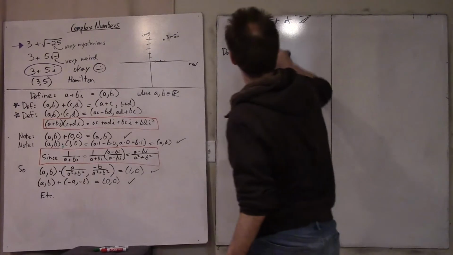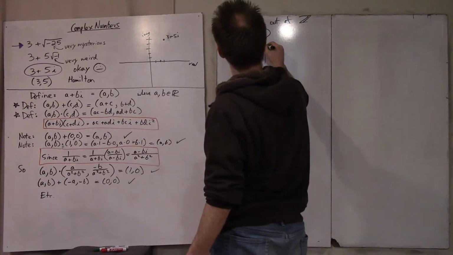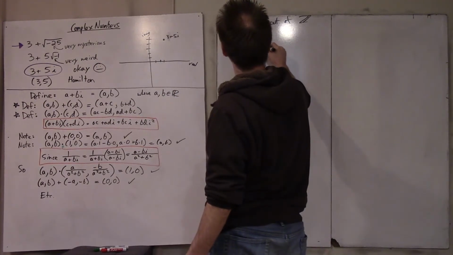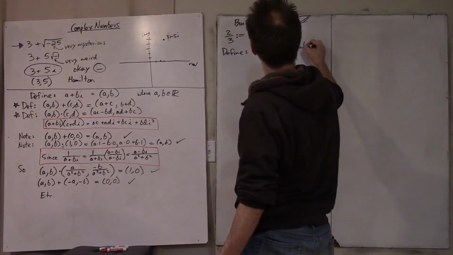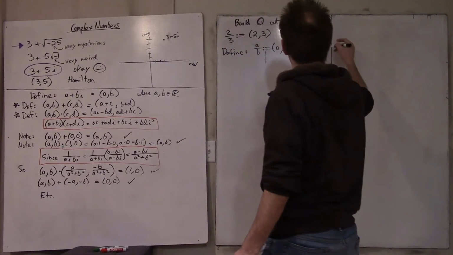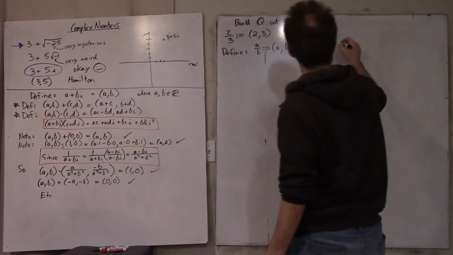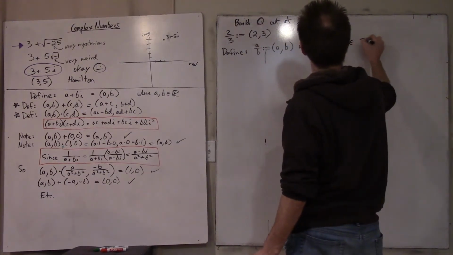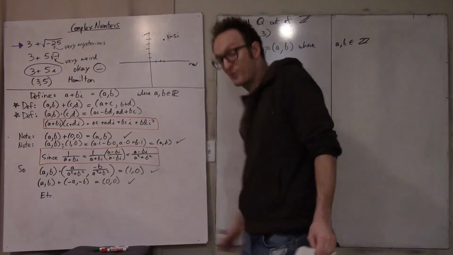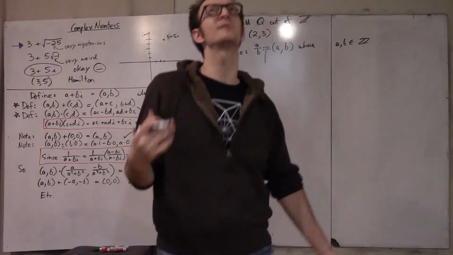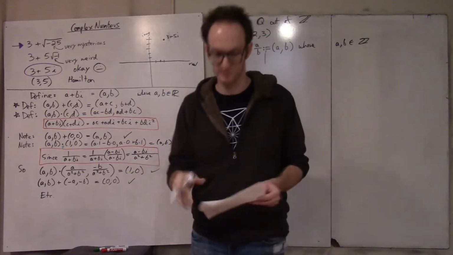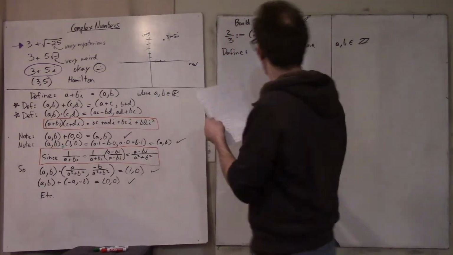So that's the symbol: define A divided by B to be just (A, B), where now A and B are integers. So I'm building the rationals out of the integers. And for this, I should assume that I already completely, fully, and totally understand integers. So, okay, great.